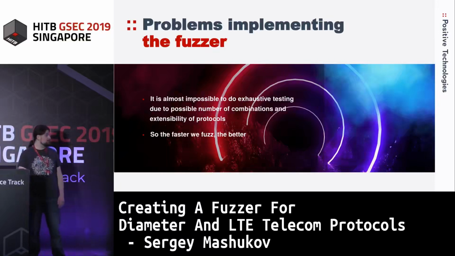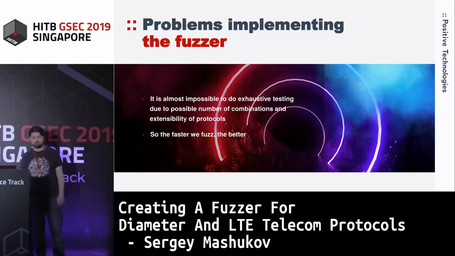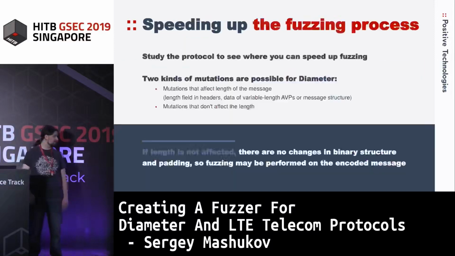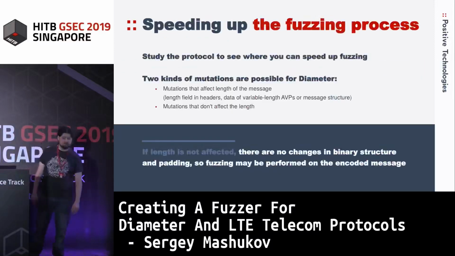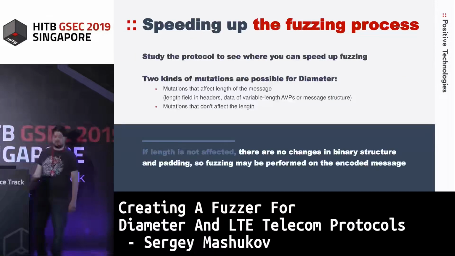There is a problem with exhaustive testing, because sometimes the operator needs you to test everything. They think for some reason that it is possible to do, and it's not. So the solution to this is to fuzz faster. And to do this, you really need to study the protocol you are fuzzing.